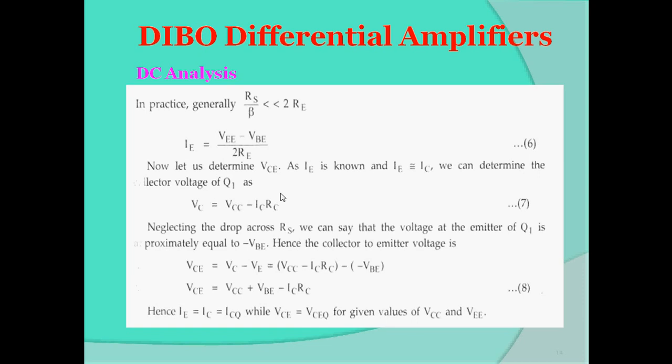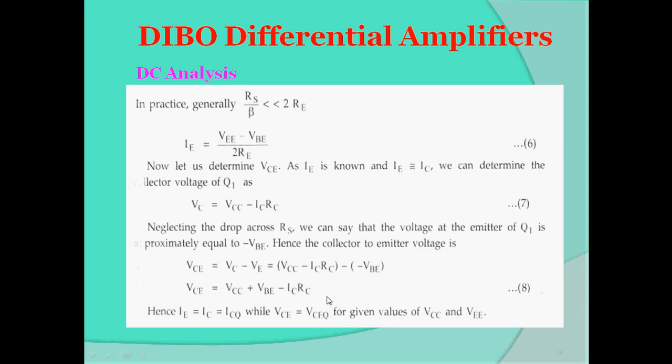Also we have neglected the voltage drop across resistor RC. Hence collector to emitter voltage VCE is the voltage at collector VC minus the voltage at emitter VE. VC is VCC minus ICRC, and VE is minus VBE, so minus of minus VBE. So VCE is equal to VCC plus VBE minus ICRC.